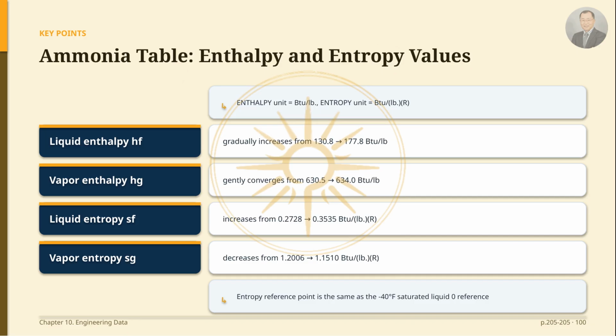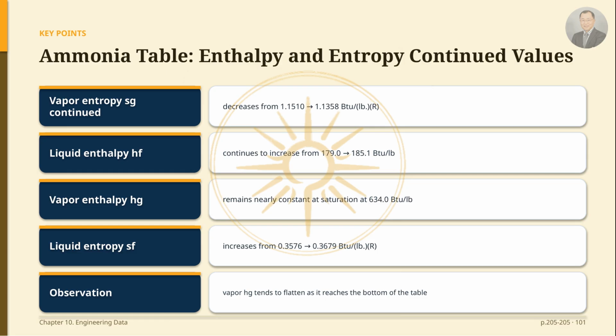Meanwhile, liquid entropy, SF, increases from 0.2728 to 0.3535 and vapor entropy, SG, decreases to 1.1510. These entropy values, like the enthalpy values, follow the reference point where the saturated liquid at -40 degrees is set to 0.